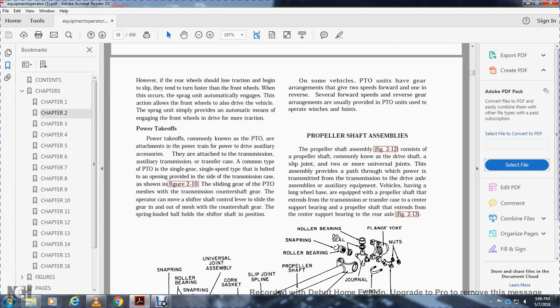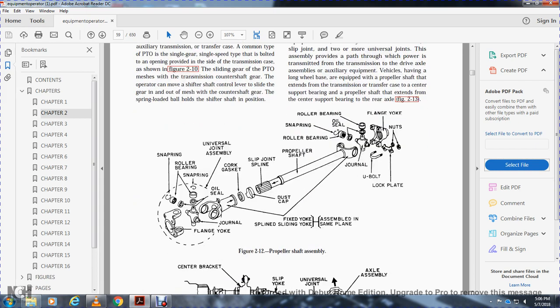The propeller shaft assembly, figure 212. Consider the propeller shaft, commonly known as the drive shaft, with the slip joint and two or more universal joints. The assembly propels power from the transmission to the drive axle and auxiliary equipment. Vehicles having a long wheelbase are equipped with a propeller shaft extending from the transmission transfer case, carrying a center supporting bearing; the propeller shaft extends from the center supporting bearing to the rear axle, figure 213.